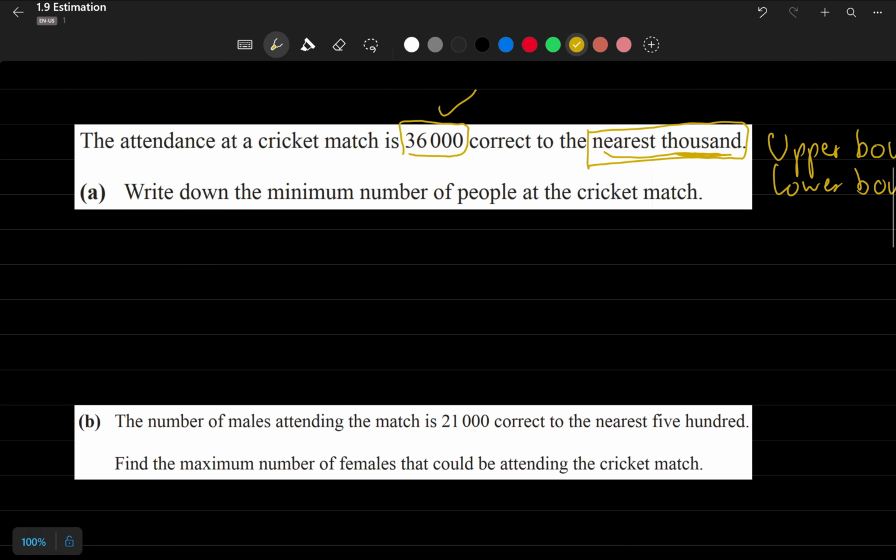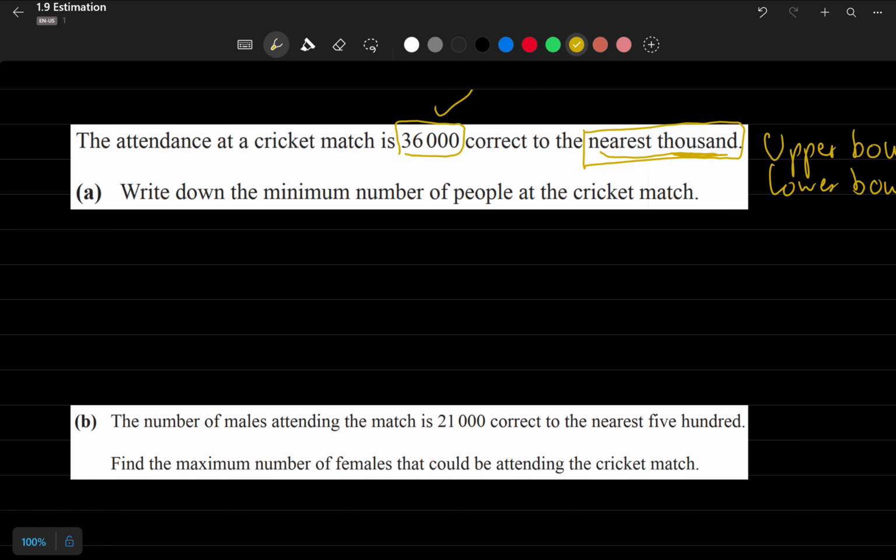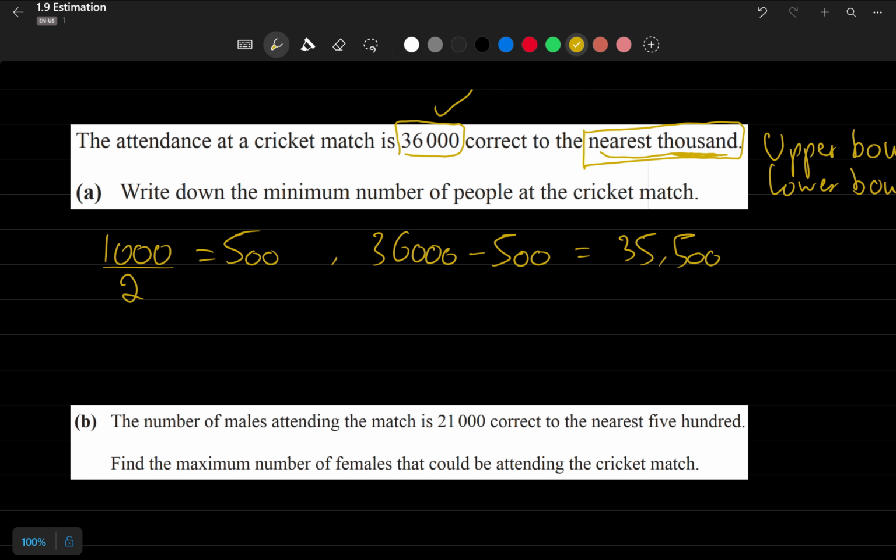Now in this question, the question suggests write down the minimum number of people at the cricket match. To find the minimum number, you just have to calculate the lower bound, which we already have calculated. So firstly, nearest 1000. So 1000 divided by 2 gives you 500. And now original value minus 500, which gives you 35,500. Now this is the minimum number of people attending a cricket match after calculating the lower bound.